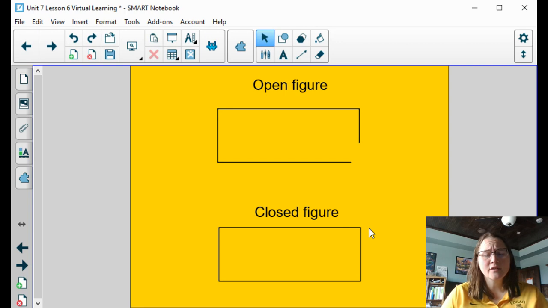For a rectangle to be a rectangle, or a square to be a square, it must be a closed figure. That means there are no gaps. If you look at the top shape here, that is not a rectangle, boys and girls, because there's a hole in it, right? There's a gap. So we would call any shape with an opening an open figure. And if it is all the way enclosed, we would call that a closed figure.